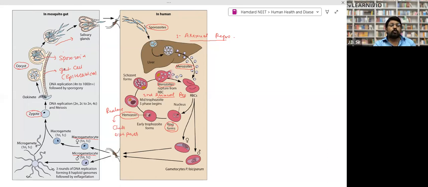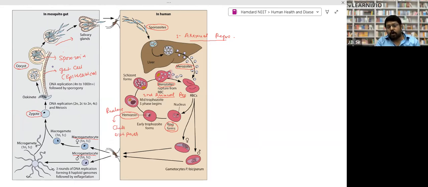One more point: sporozoites develop inside the gut, but after development, they move to the salivary gland of the mosquito. Tell me, guys, is it clear?